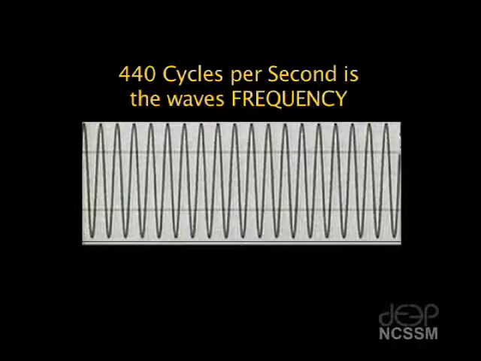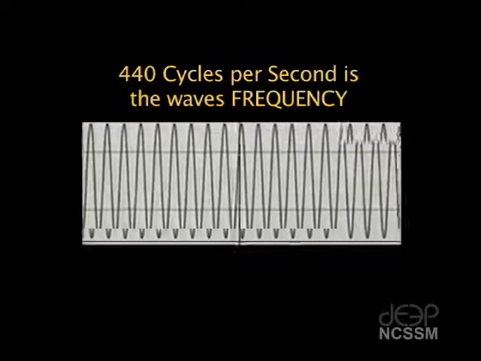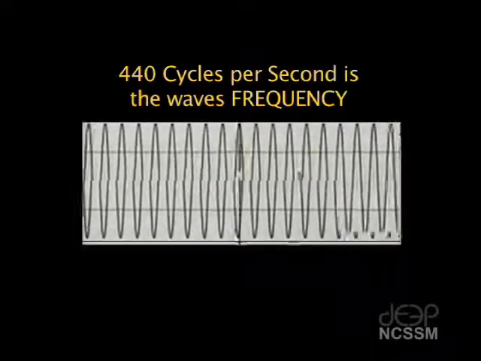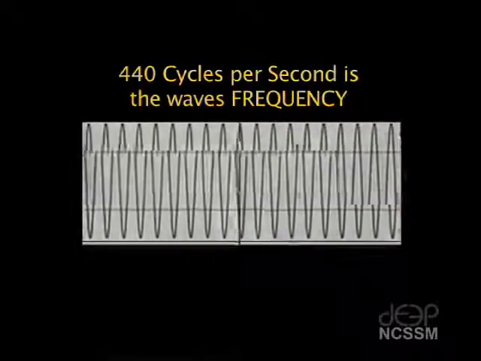Let's look at how fast that really is. Anytime we hear that pitch, the A above middle C on the piano, it is the frequency 440 cycles per second. Let's listen to a few different instruments playing that same pitch or frequency.